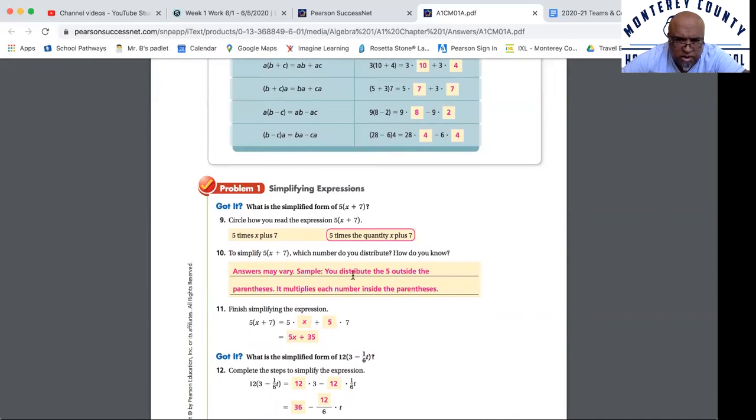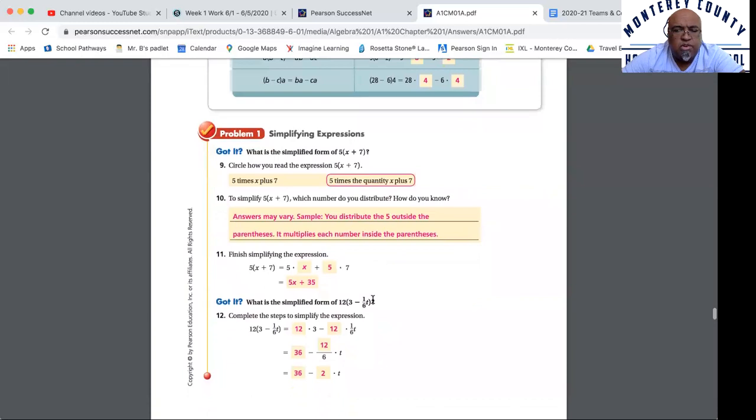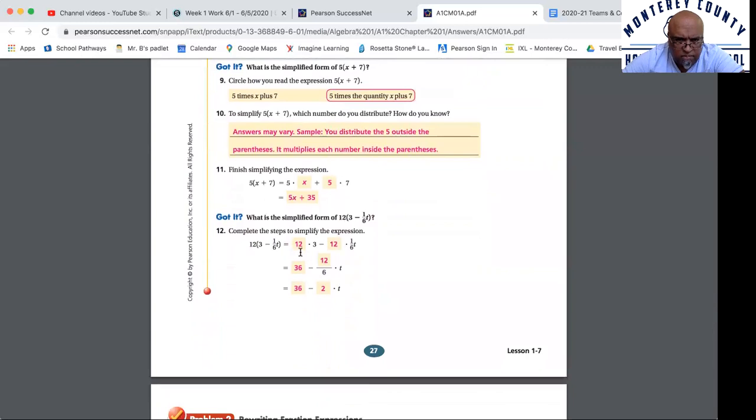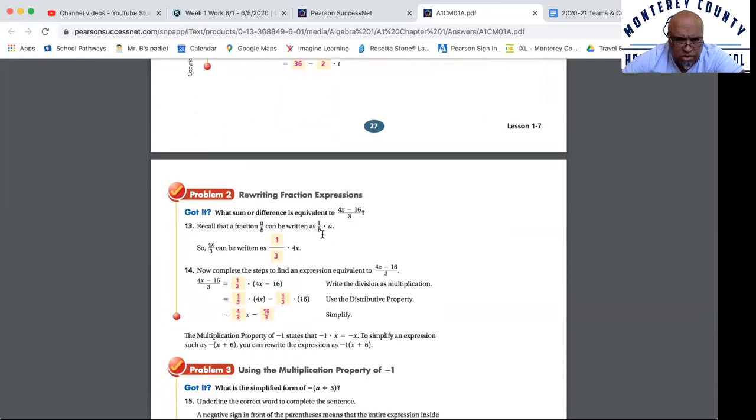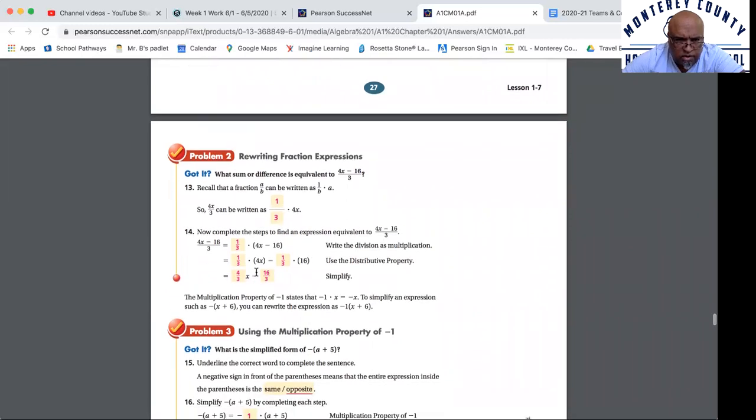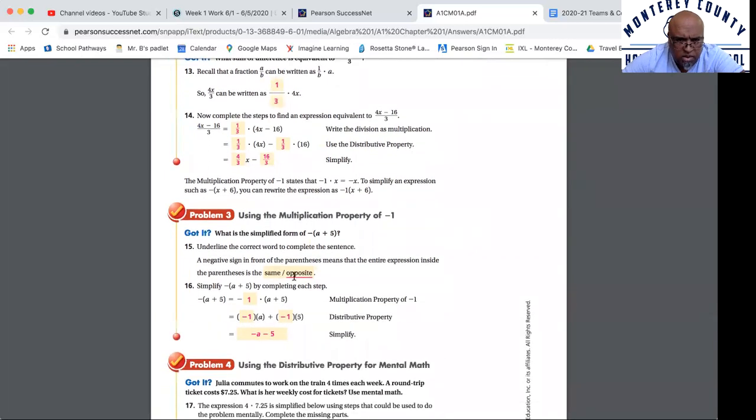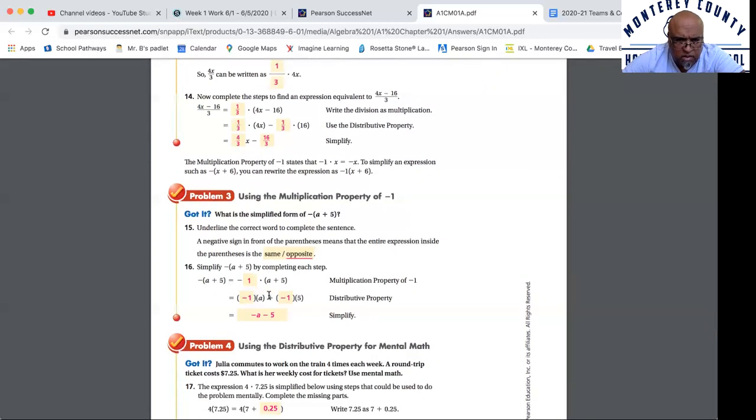Question 10, the sample answers, you distribute the 5 outside the parentheses. It multiplies each number into the parentheses. Question 11 is x and 5, and then 5x plus 35. Question 12 is 12, 12, 36, 12, 36, and 2. Question 13 is 1 over 3. Question 14, the answers are 1/3, 1/3, 4/3, 1/3, and 16/3. Question 15 is opposite. Question 16 is 1, negative 1, negative 1, negative a minus 5.